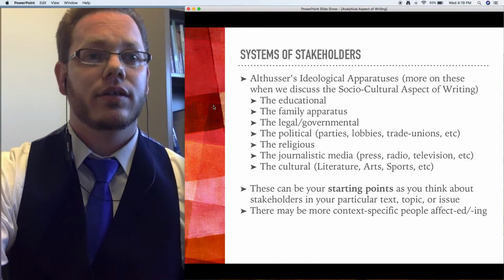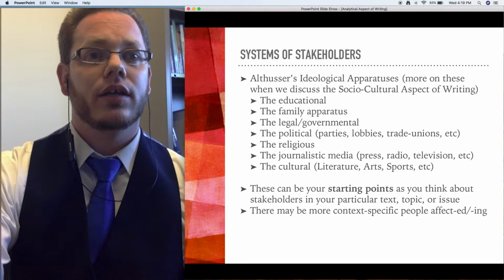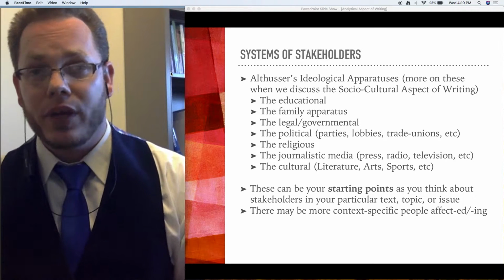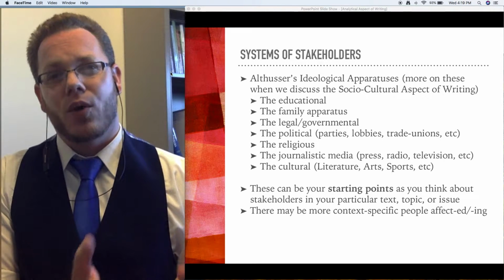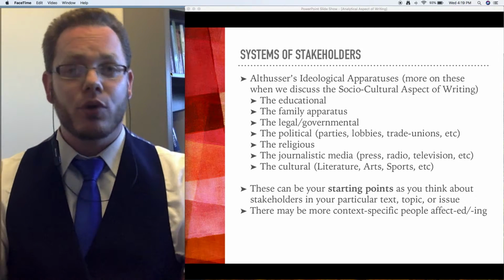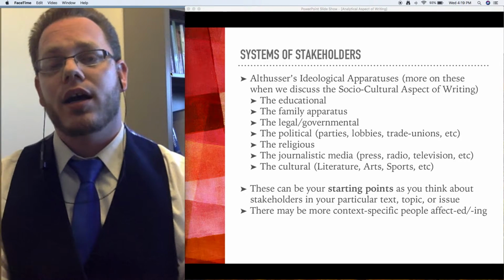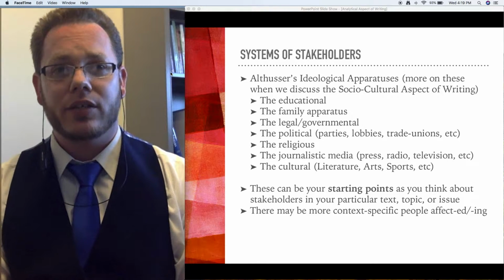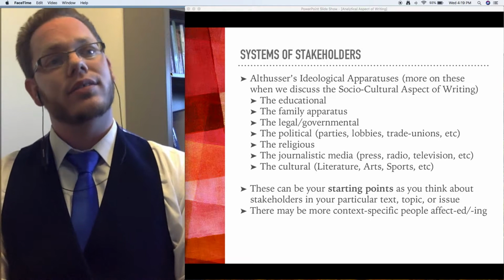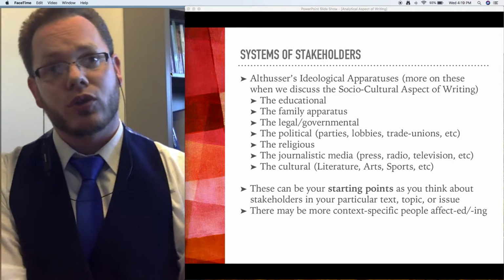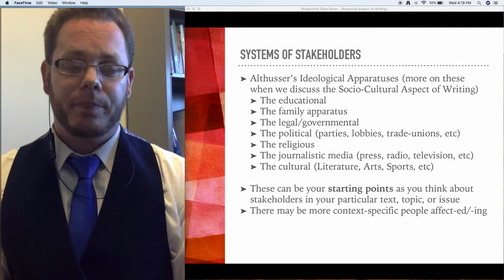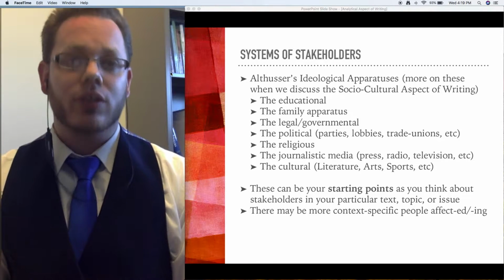With that, to help us work through stakeholder models, we can borrow from a way of breaking down society. I like to borrow, just to get us moving with big categories. You can use systems of stakeholders based on Louis Althusser's ideological apparatuses. We can talk more about that with the sociocultural. But essentially, he gave us a way of breaking down types or parts of society.